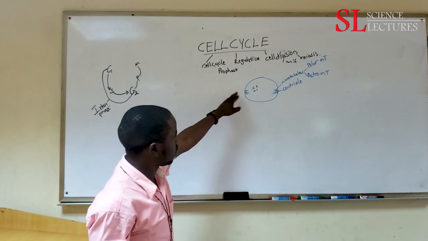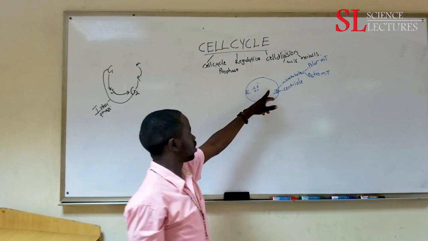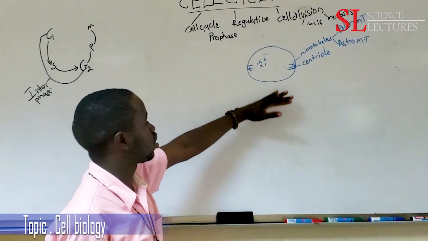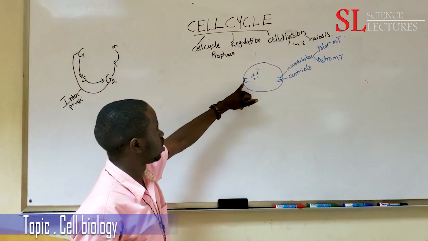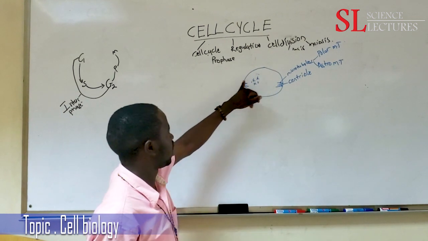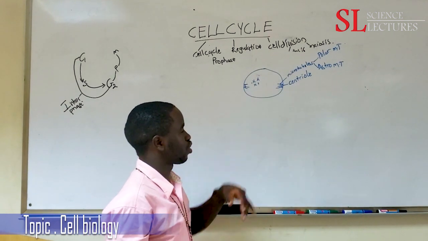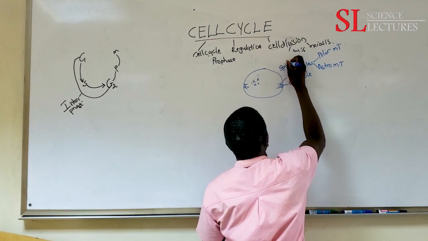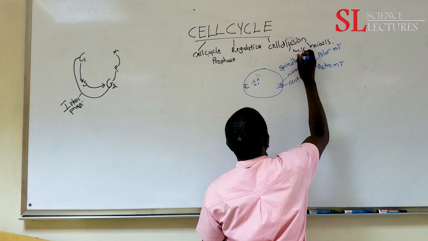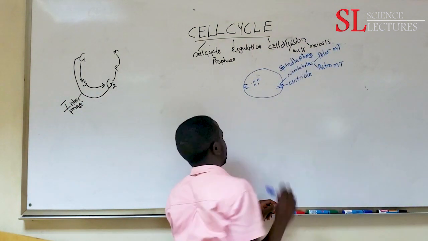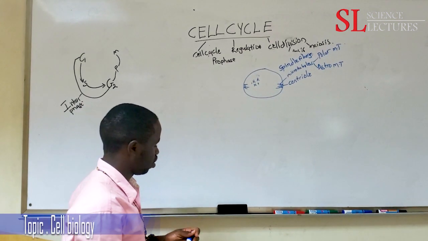Still under prophase, we said the nuclear membrane disintegrates. The chromatins condense to form chromosomes. Then we also have centrioles moving to opposite ends of the cell with formation of the microtubules, or what some texts call spindle fibers. So that is it for prophase.